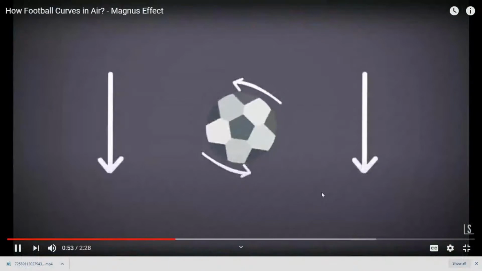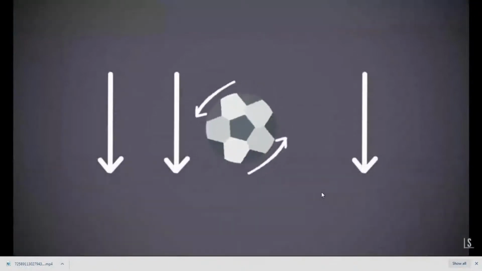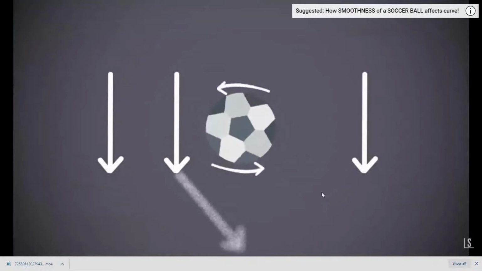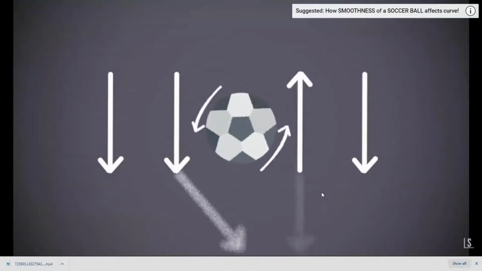Now, when the oncoming stream of air passes the ball, the side which is in the direction of the ball's spin will be accelerated, following the curve of the ball, deflected off to the right direction, while the other side of the ball that is opposing the air slows down and goes straight.